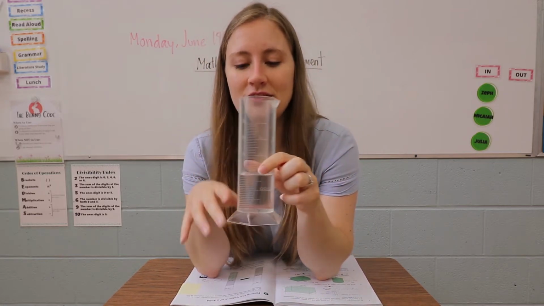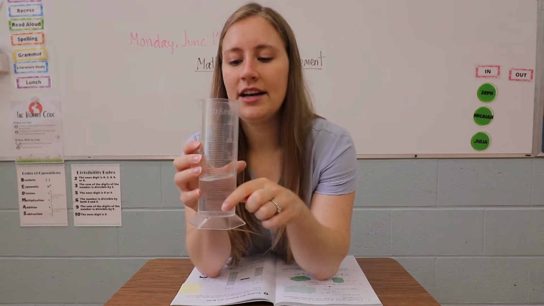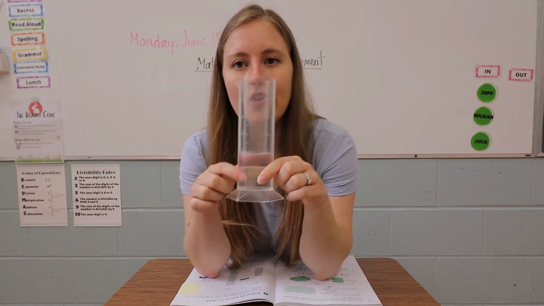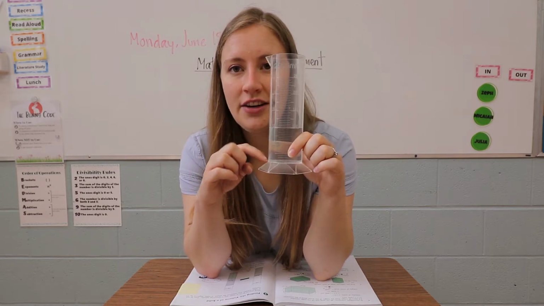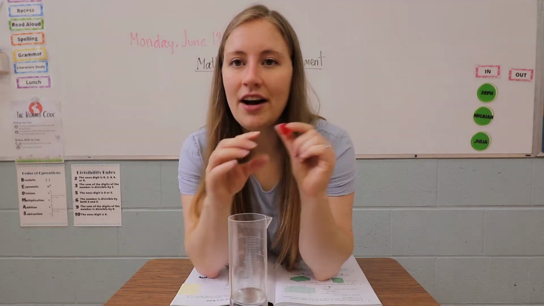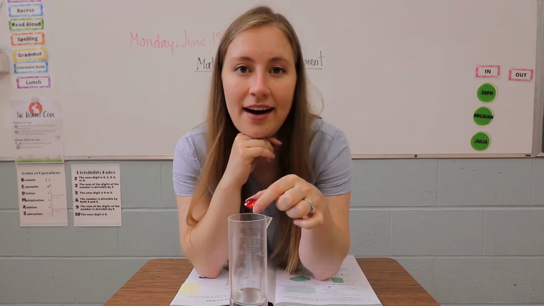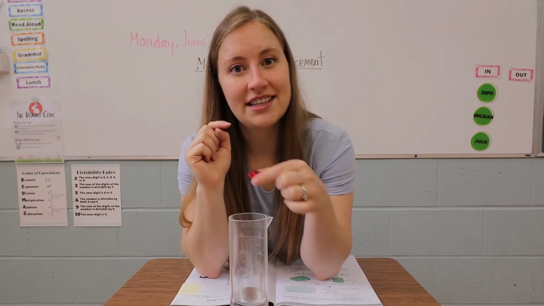So I have here a graduated cylinder, and it's got measurements on it so that we can see the volume of water. And right now I've put just 100 milliliters of water in here. And what we can do is find the volume of this little heart by putting it in the water and seeing how much the water rises, okay?